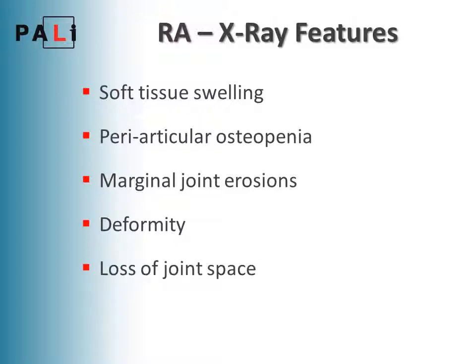There might be subluxation of the joint, there's loss of joint space. And as I said, deformities and subluxation where the joints just do not align correctly are common features. It's a deforming arthritis.